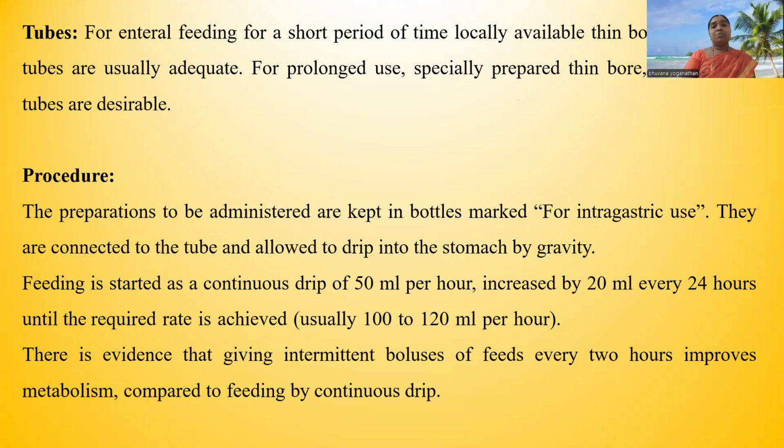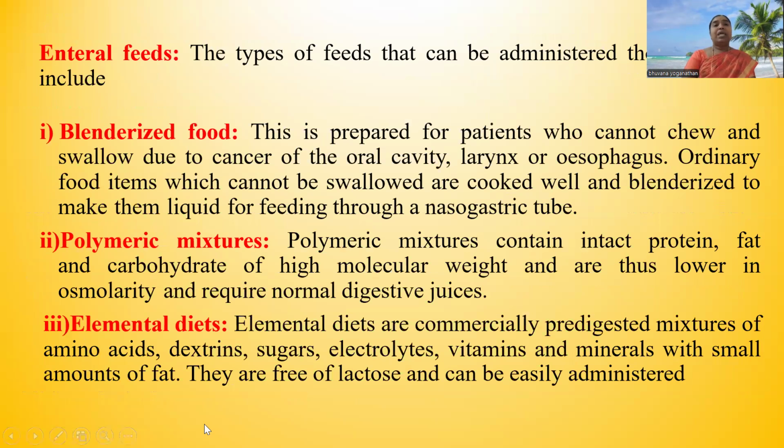The procedure to be followed for intragastric tubes: the connected tube is allowed to drip into the stomach by gravity. Feeding can be started as a continuous drip of 50 ml per hour and increased by 20 ml every hour, over 24 hours, until the required rate of infusion. There is evidence that giving intermittent bolus feeding every 2 hours improves metabolism compared to continuous dripping. The types of enteral feeds that can be administered are blenderized feeds, polymeric mixtures, and elemental diets.